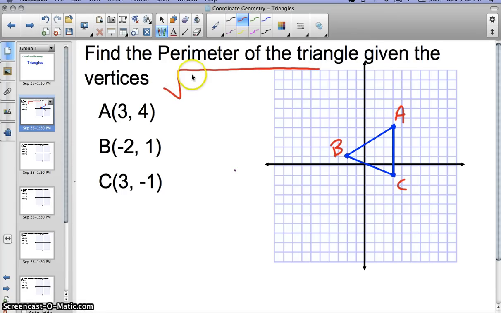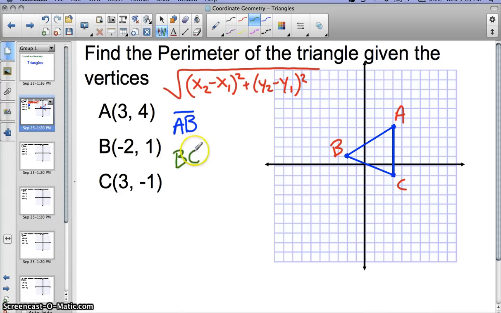So I'm just going to write it out again, just to make sure everybody's on the same page. So we have x2 minus x1 squared plus y2 minus y1 also squared. Alright. So let's take a look. We need to find AB. We need to find BC. And we need to find AC.